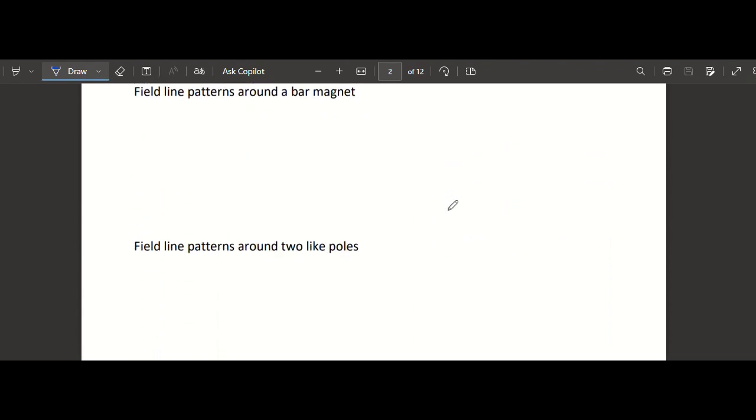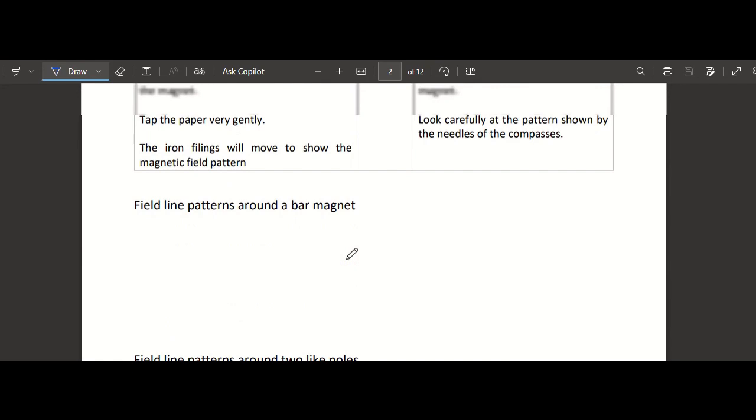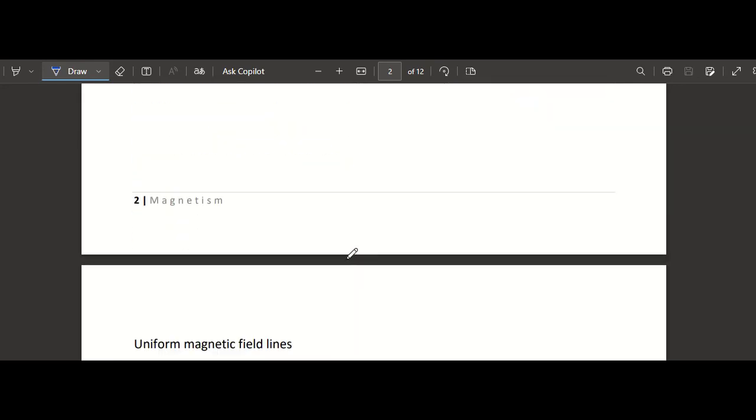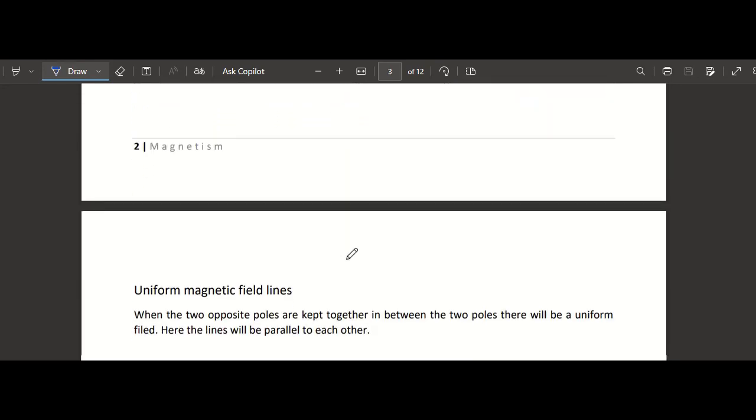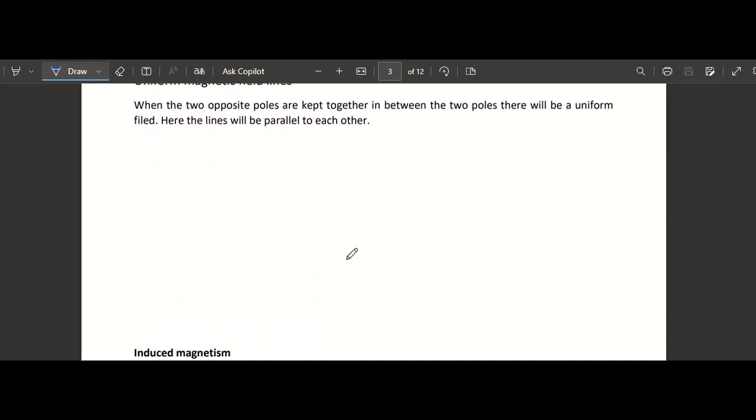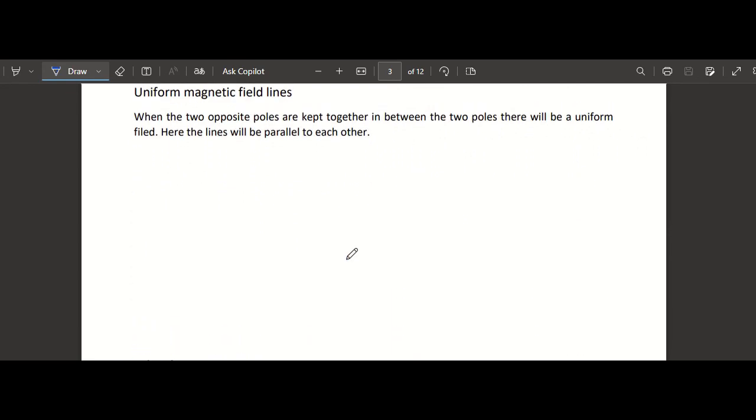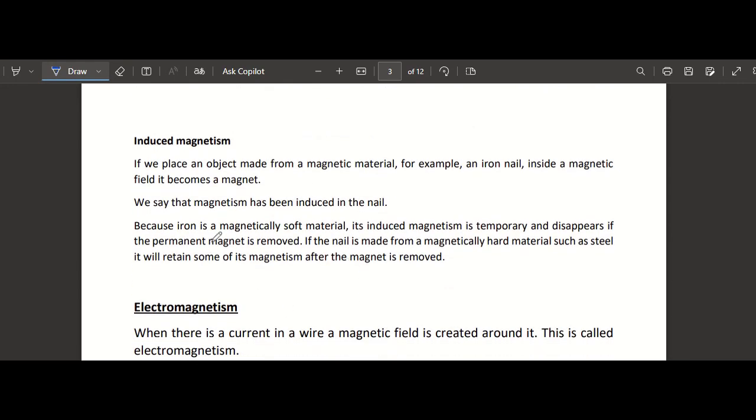Then we drew the basic shapes of magnetic field lines around a bar magnet and around like poles and unlike poles. We discussed uniform magnetic field lines, where the field lines are parallel to each other with similar gaps. And then we discussed induced magnetism. That means magnetism will be induced if you keep an iron nail attached to a magnet, so the nail also becomes a magnet. That is called induced magnetism.